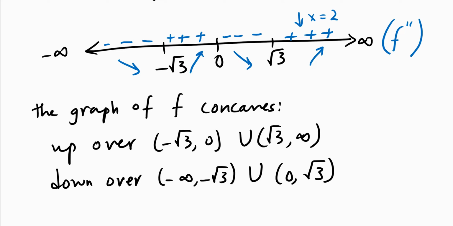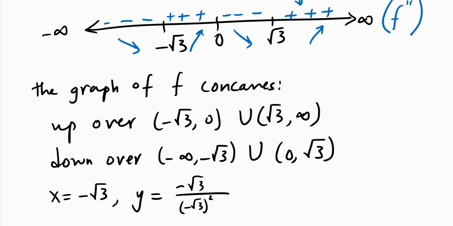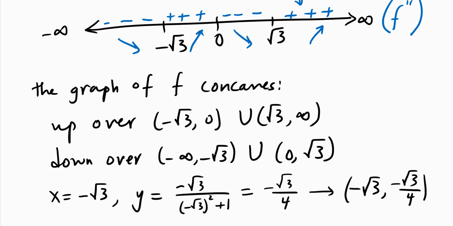Now what happened to these 3 points that we see here? These are points of inflection. That's where the graph changes concavity from down to up, up to down. And if you'd like to find their corresponding y value, so if I take x equals negative square root of 3, to find the y, you substitute into the original function, which was x over x squared plus 1. That will give us negative square root of 3 over 4. So one of the points is negative square root of 3 comma negative square root of 3 over 4.